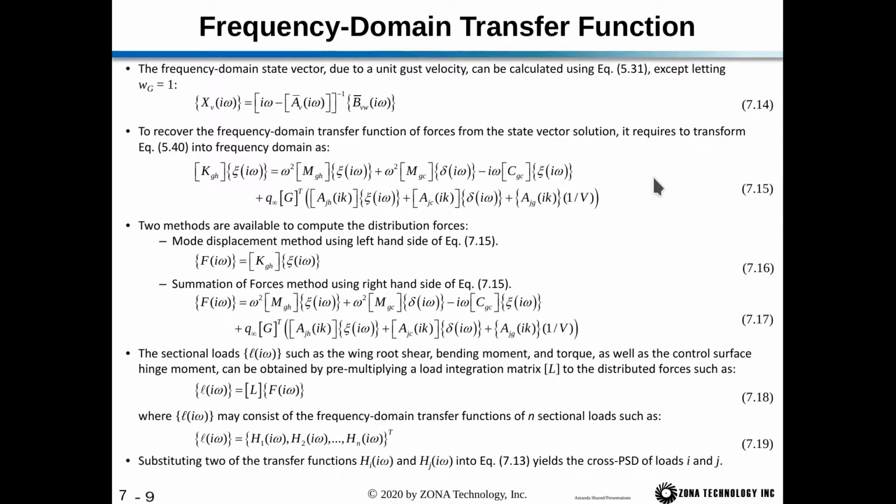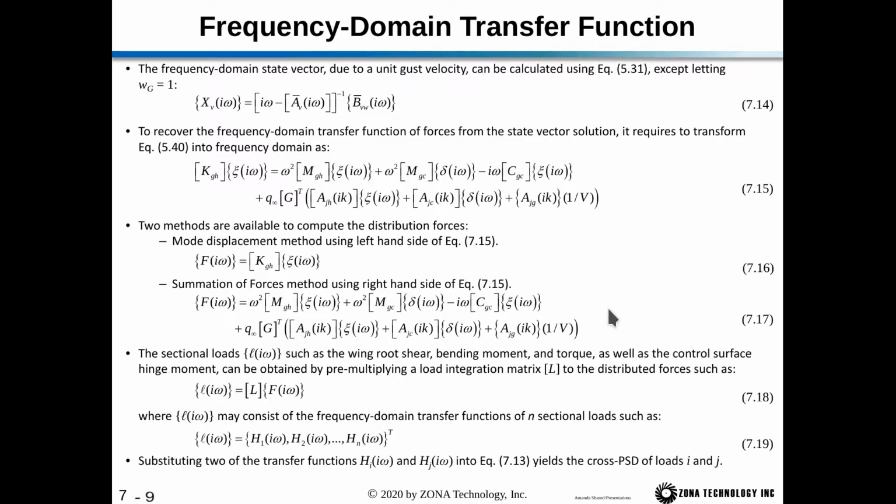Now we have two methods available to compute the distribution of forces. The mode displacement method uses the left-hand side of equation 7.15. F of i omega is just kgh times c of i omega. And then the summation of forces method uses the right-hand side of equation 7.15. So that gives us equation 7.17 here.